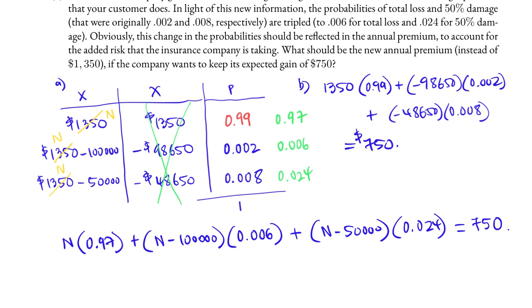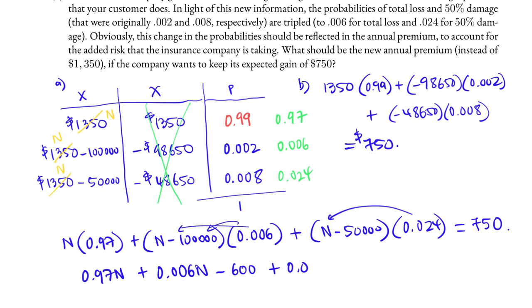We now just need to isolate N to get the answer. So this is 0.97N plus 0.006N, where we distribute 0.006 times minus 100,000, which is minus 600, plus similarly 0.024 times N, minus 0.024 times 50,000, which gives us minus 1,200, equal to 750. We then group all of the terms with N and combine like terms.